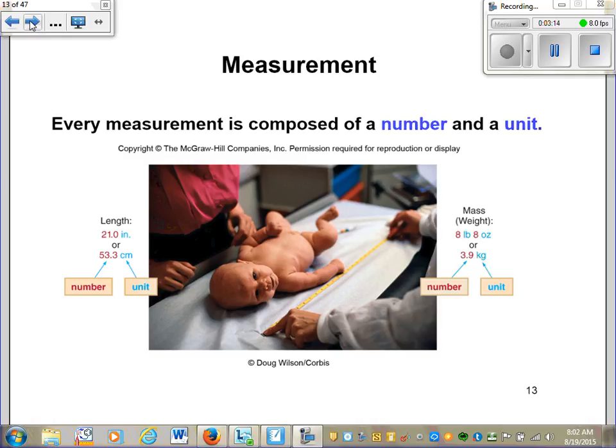Now let's talk about measurements. Now we're going to get into some of the math. A measurement, and this is a key point, is composed of a number and a unit. Without a unit, the number is meaningless.